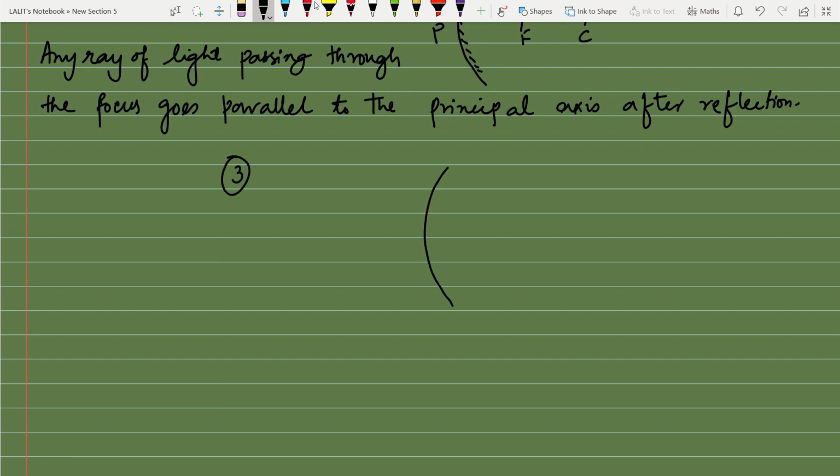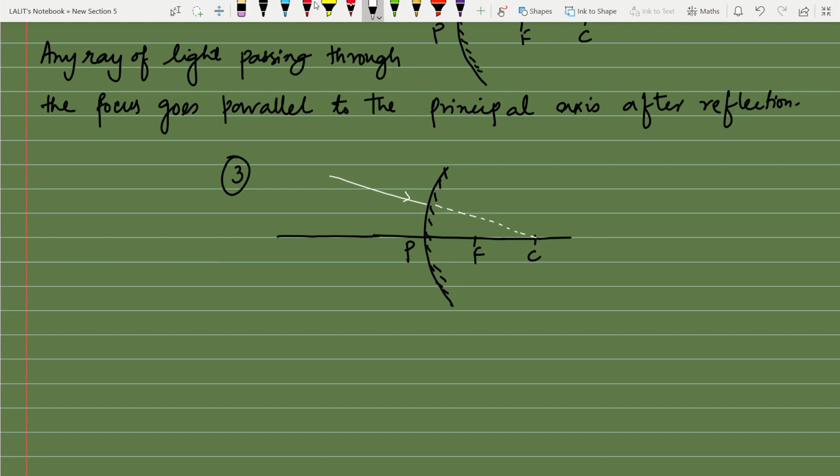Draw the convex mirror again. The principal axis is the pole, focus and the center of curvature. If a ray of light is passing through the center of curvature this way, this ray is trying to come towards the center of curvature.